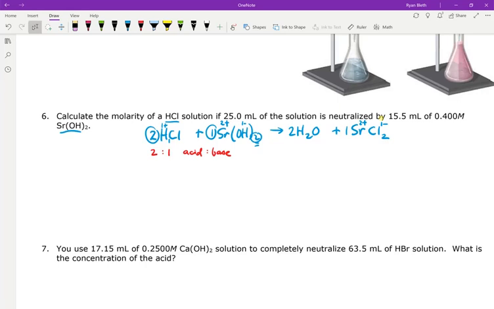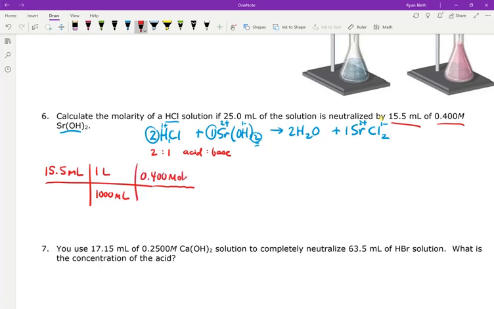What we know about the strontium hydroxide is its volume and its strength. So we'll start with the volume as we did before, 15.5 milliliters of our strontium hydroxide. If you want to do your quick metric conversion, or just move the decimal point, whichever you prefer, that's going to get us to liters if we simply move the decimal over 3 times. And then we know the molarity there is given as 0.400 moles of strontium hydroxide for every 1 liter. That's what that 0.400 molarity tells us. 0.400 moles per 1 liter of solution.